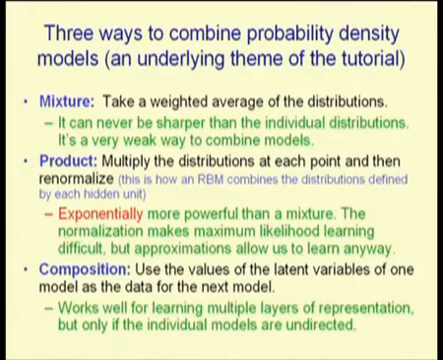A mixture has a problem, which is that it can never be sharper than the individual distributions. So if I have a bunch of vague things and I mix them, I get something even vaguer. And if I want to end up with very precise, very sharp probabilities, I have to have very sharp components, and then to cover a big high dimensional space I need a huge number of them. A product says don't average the distributions, multiply them together pointwise, that is average their logs, and then renormalize.